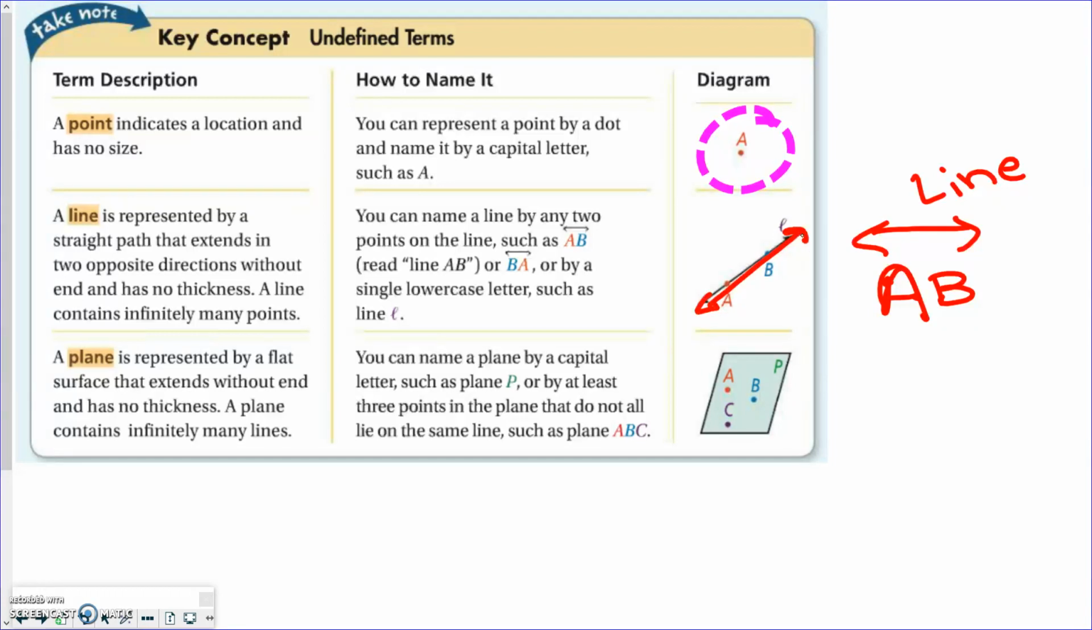A plane is represented by a flat surface that extends without end and has no thickness. A plane contains infinitely many lines. A plane has to be identified by at least 3 points. If you do not have 3 points, it cannot be a plane. But because of these 3 points, I can have an infinite amount of lines that go through my plane.